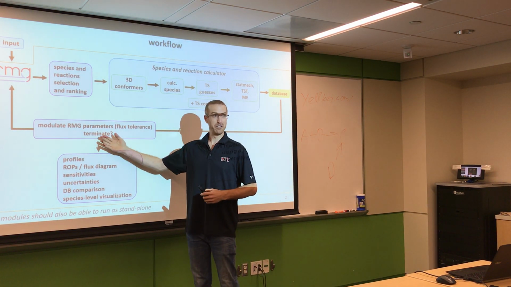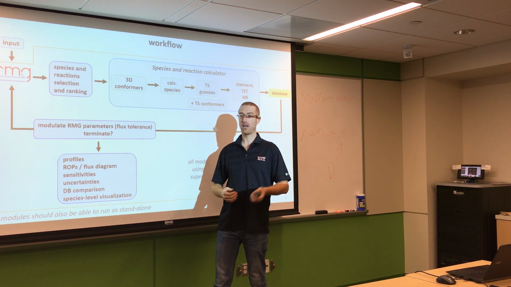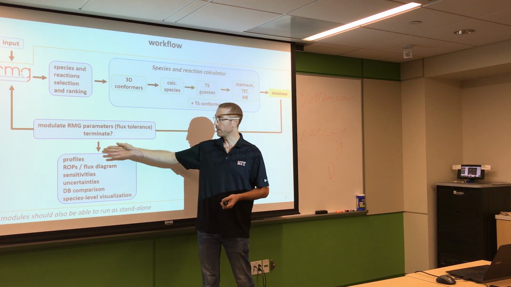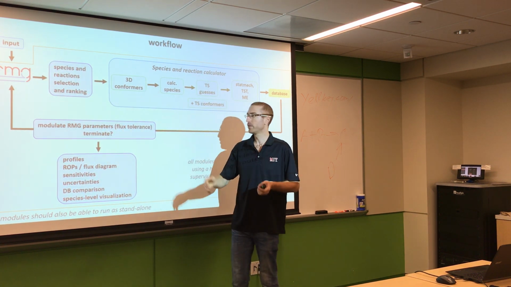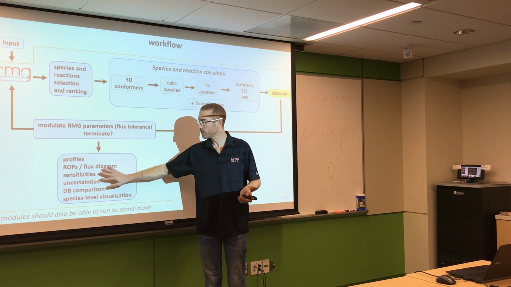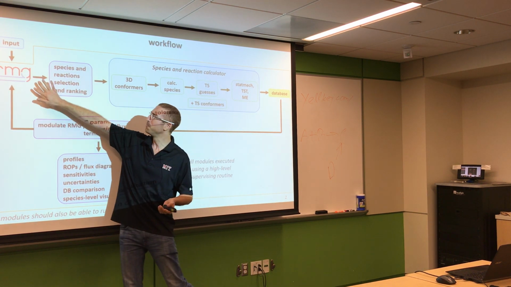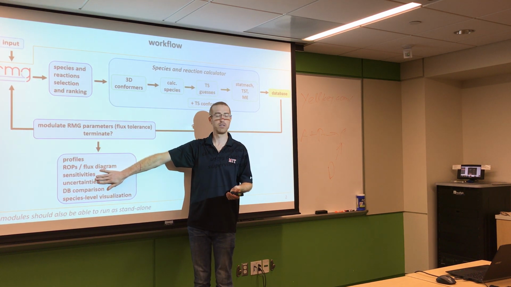Then, if we're doing automated things, let's automate the analysis as well. So we can get profiles. If in the input file we specify which observables we care about, that's easy, right? So let's automate that. Flux diagrams, sensitivities and uncertainties should really also be here in the selection criteria, but also reported at the end.